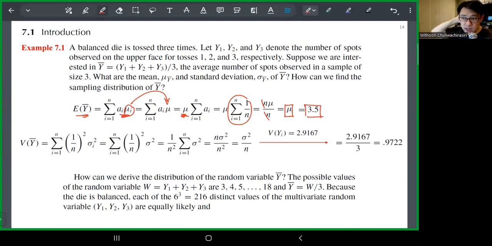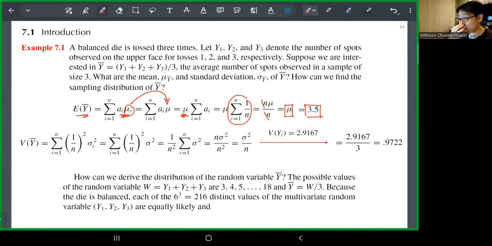That's it. It's going to be 3.5. The number of spots go from 1, 2, 3, 4, 5, and 6, so the mean is going to be 3.5. All right, so this is good. That's the expectation of y bar.